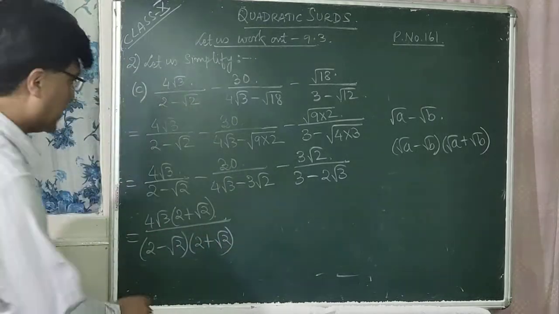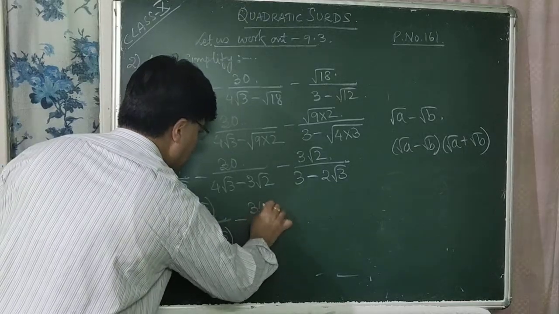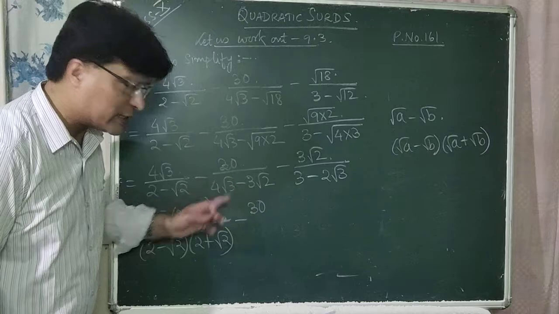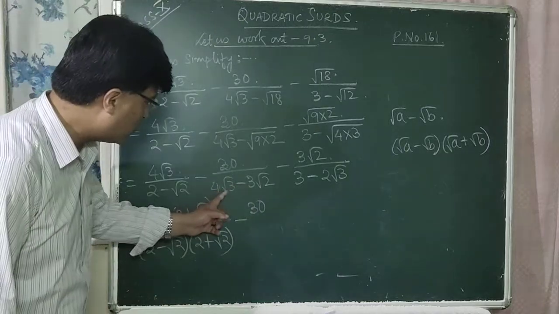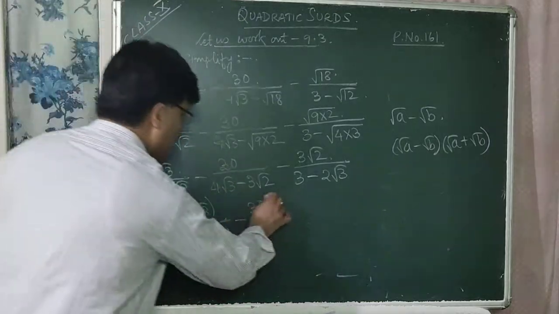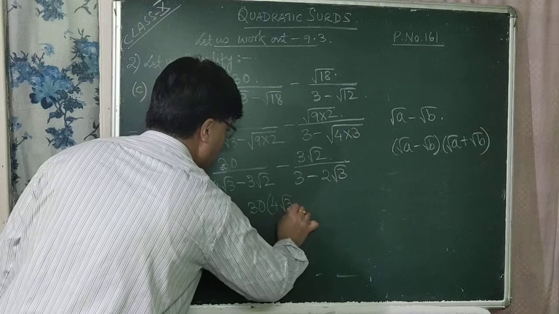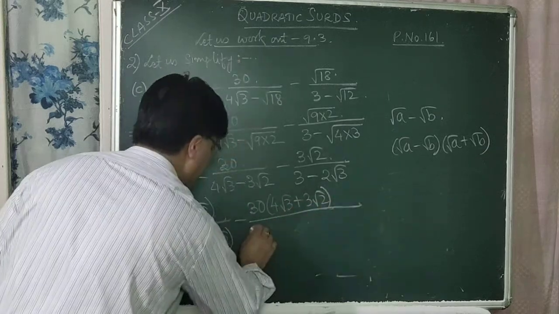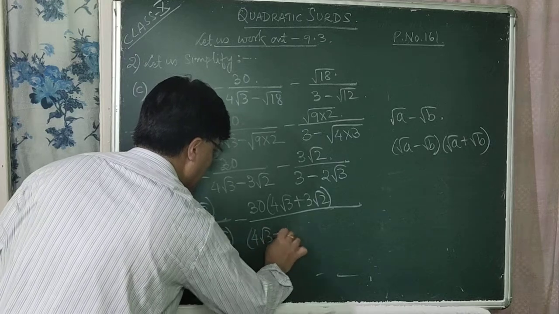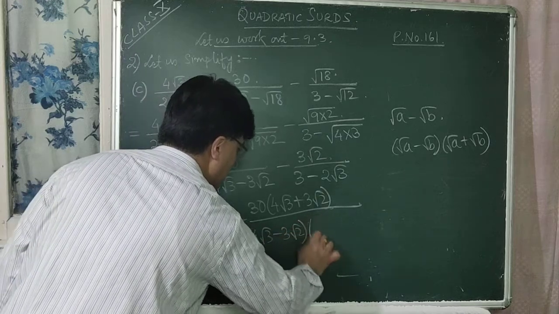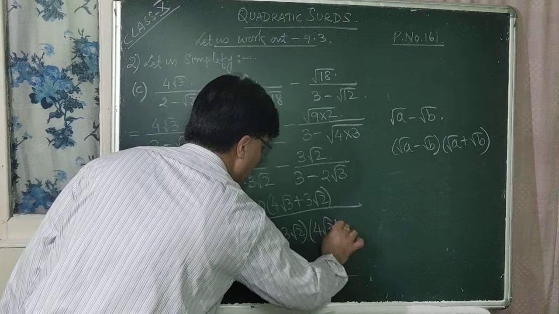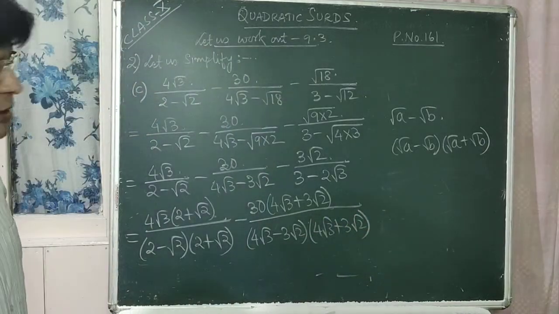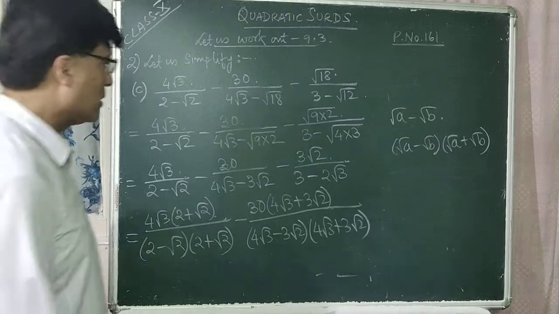Clear? Next, minus 30. So by which factor will you multiply both numerator and denominator here? It is 4√3 + 3√2. It is 4√3, what is the opposite sign here? Plus 3√2, divided by (4√3 − 3√2)(4√3 + 3√2). So this is your second term.